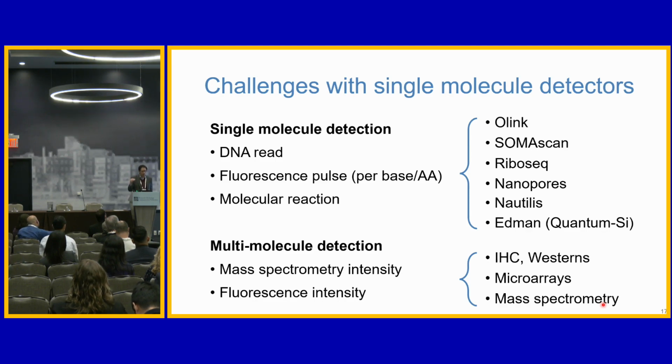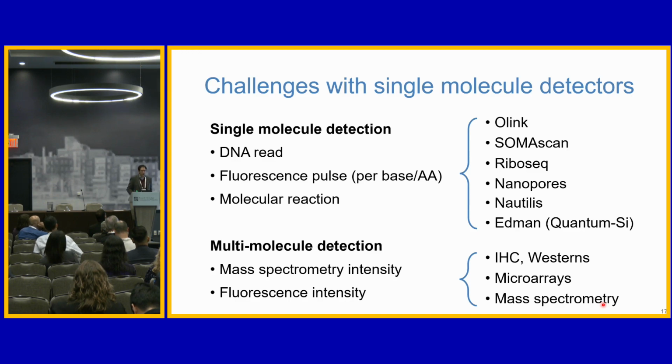Right? A multi-molecule detection approach is where you pile up a whole bunch of molecules of one particular type and you make a measurement of those. So those would be things like the intensity out of a mass spec, or the intensity out of an HPLC, or the fluorescence intensity of a particular set of molecules. And so these would be things like IHC or Westerns or microarrays or mass spectrometry as we typically think of this. So that separation of 2 different types of technologies, I think, is our biggest clarifying agent in trying to understand what each of these technologies is good at.